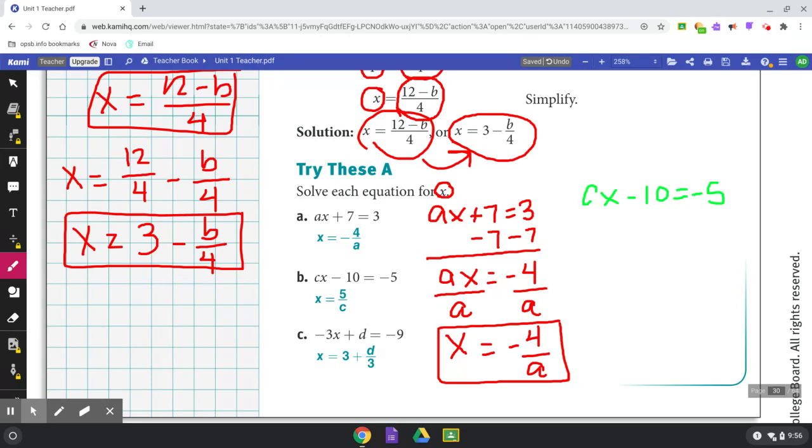We're solving for X, so in order to isolate the term with the variable, I need to add 10 to both sides. Now I get the term with the variable set equal to 5. Now I need to isolate the variable. In order to isolate the variable x that I'm solving for, I need to divide both sides by c. So x equals 5 divided by c.